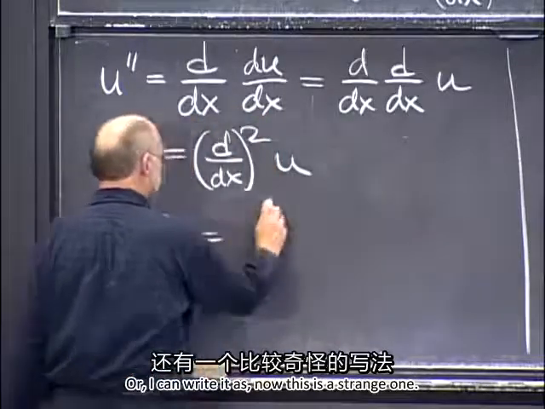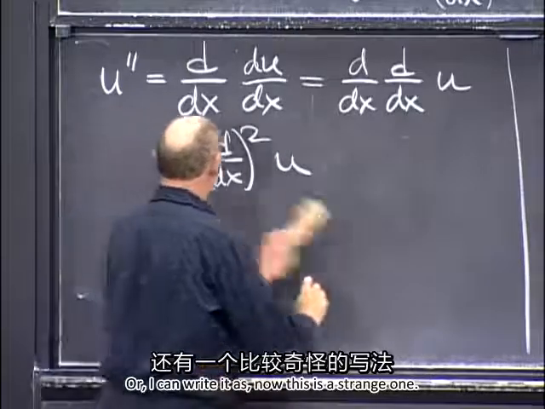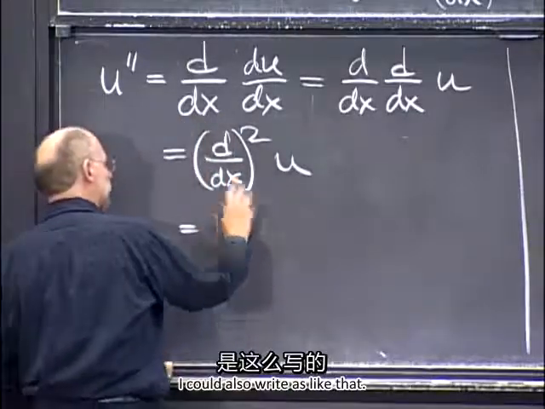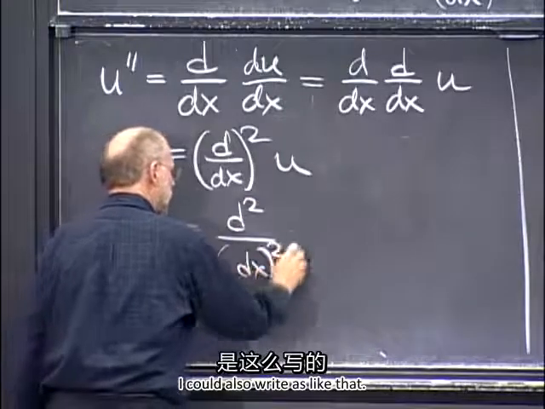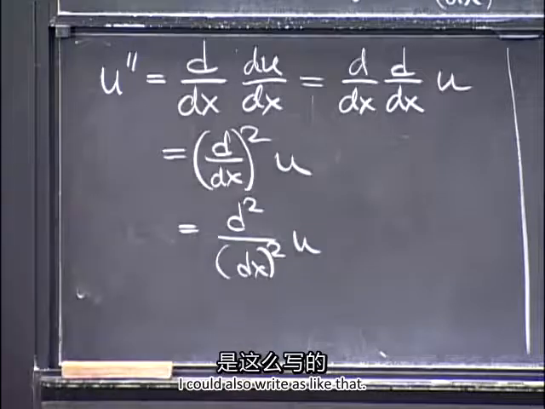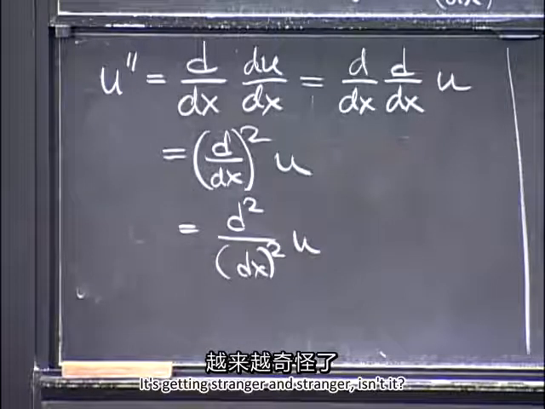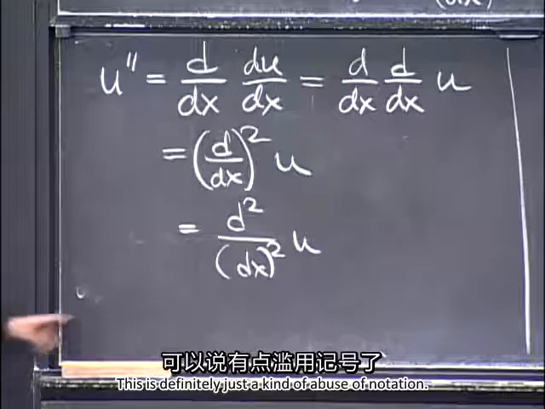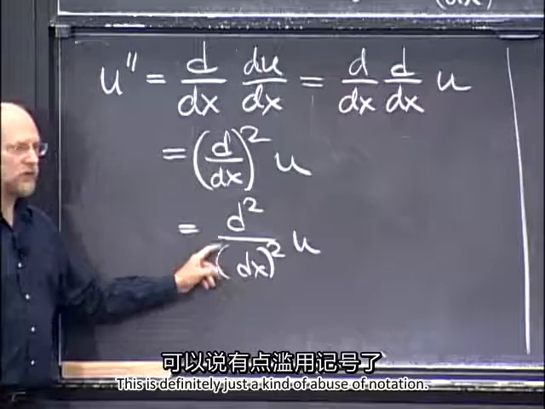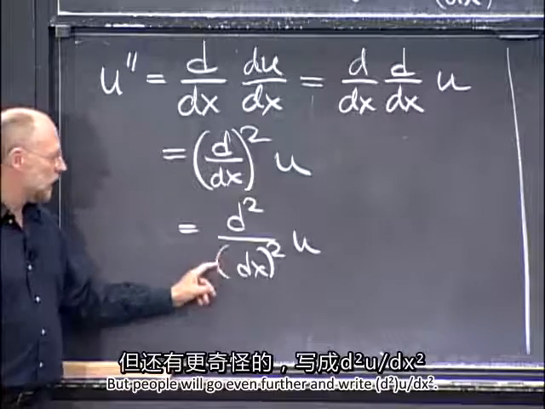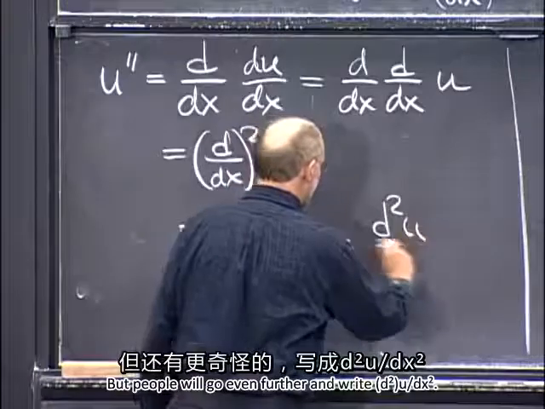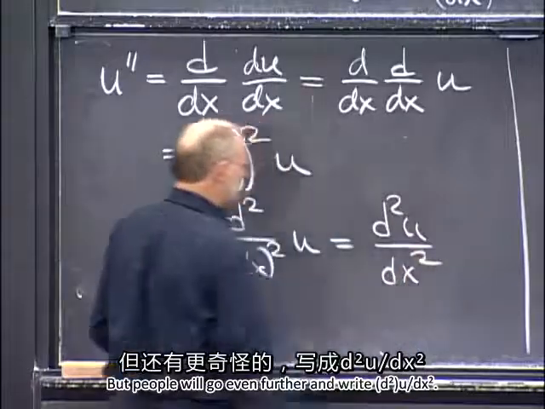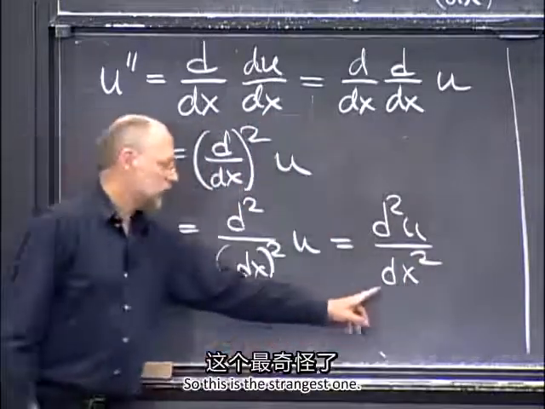I could write it as, now this is a strange one. I could also write, this I guess says, like that. It's getting stranger and stranger, isn't it? This is definitely just a kind of abusive notation, but then people will go even further and write d squared u divided by dx squared. So this is the strangest one.